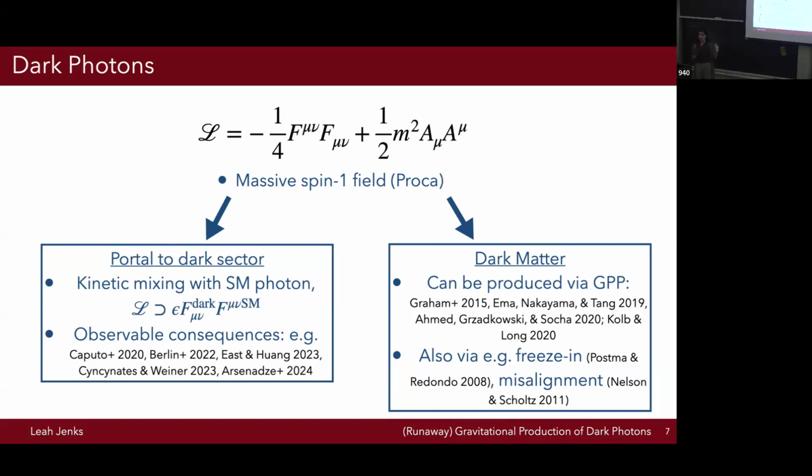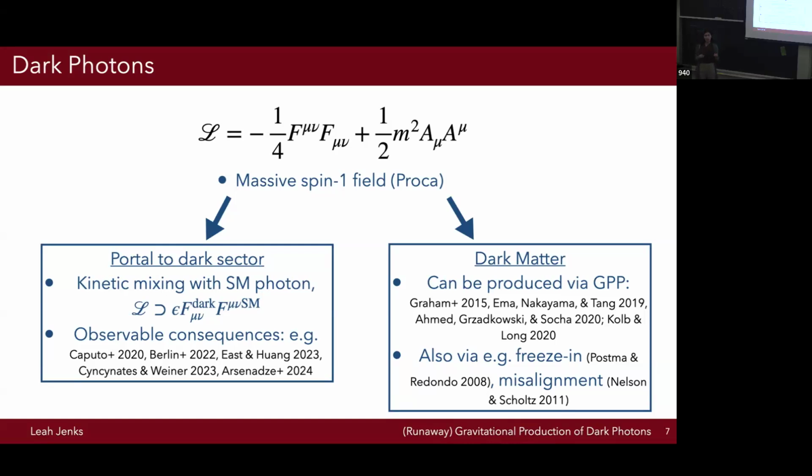So we can think about dark photons as a portal. We can also think about them as the dark matter candidate themselves, which is mostly what I will be discussing. So in this case, the dark photon, A mu, is in fact the dark matter, not just some portal to the standard model to talk between the two.